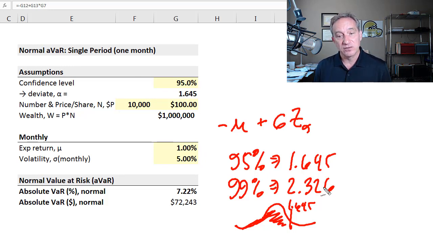VaR is always one-tailed. We would never use two-tailed deviates for VaR simply because we're interested in the loss to only one side of this distribution. Where there is a loss, worst expected loss, VaR is always one-tailed, not two-tailed. So these are always one-tailed deviates.